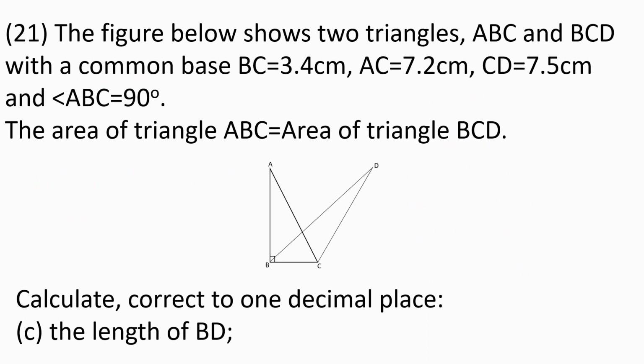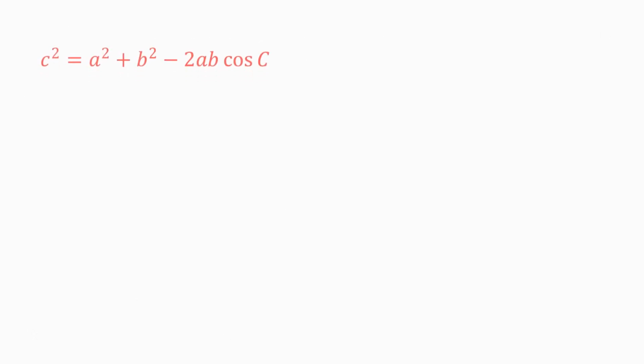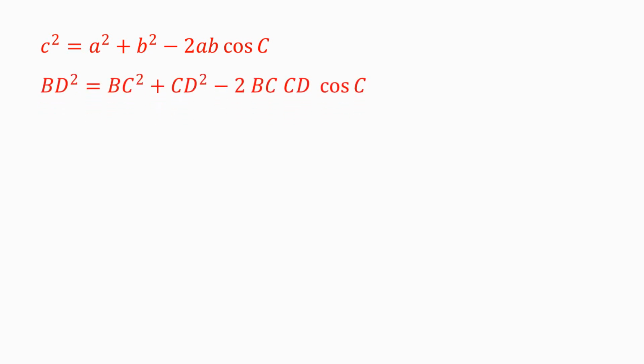Question 21, part C. Calculate, correct to one decimal place, the length of BD. Since in part B we found the angle BCD, to find length BD we shall use the cosine rule, which states c squared is equal to a squared plus b squared minus 2ab cos C. In relation to our triangle BCD, c is BD, a is BC, b is CD, and cos C is cos BCD. And so our BD squared is equal to BC squared plus CD squared minus 2 times BC times CD cos C.